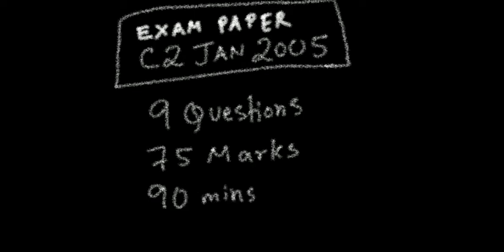This paper is C2 Jan 2005. There are 9 questions, totaling 75 marks, and 90 minutes. That means 1 hour 30 minutes. Let's get started.